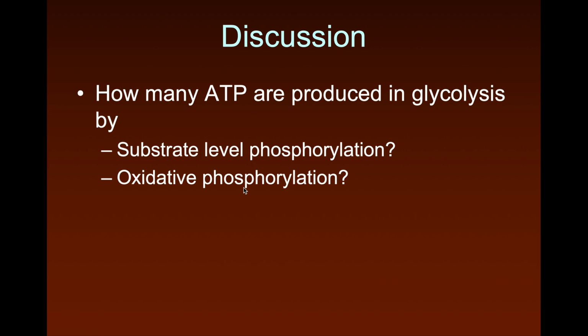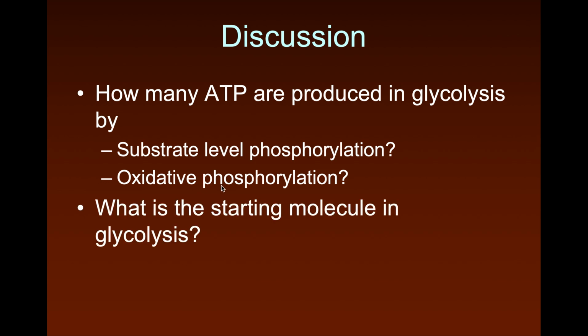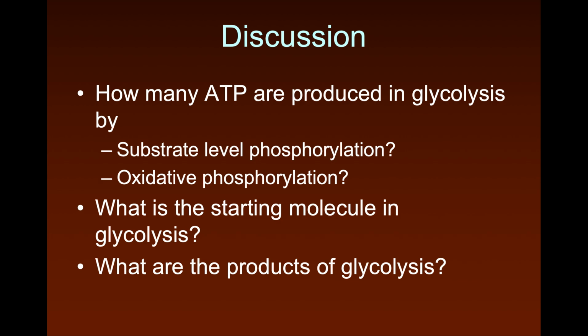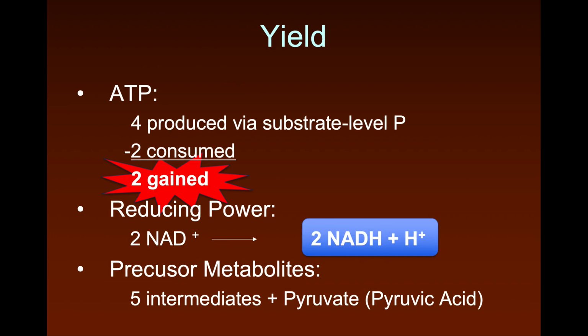This one, think about it. Where have we discussed oxidative phosphorylation can occur? These questions I can answer in our discussion session. You can answer this one just by going back in that information. What's the starting molecule in glycolysis? And then what are the products, right? You can look at all of those things or answer them here.